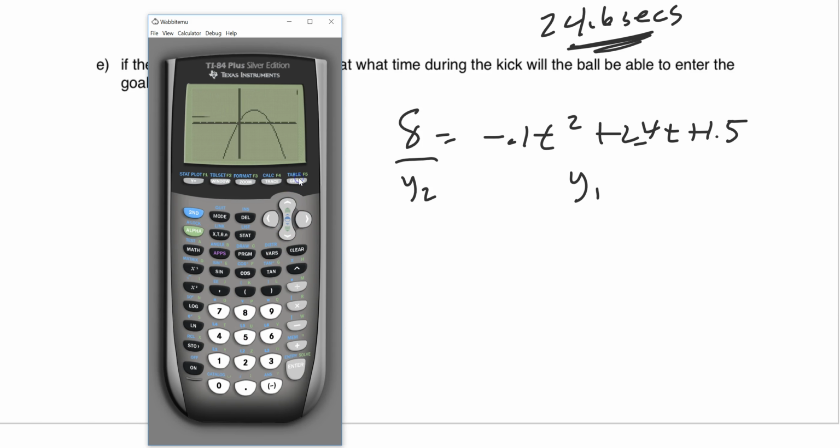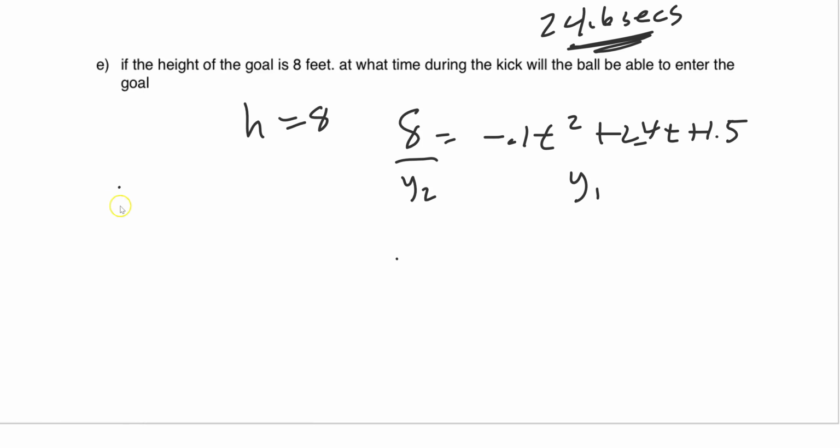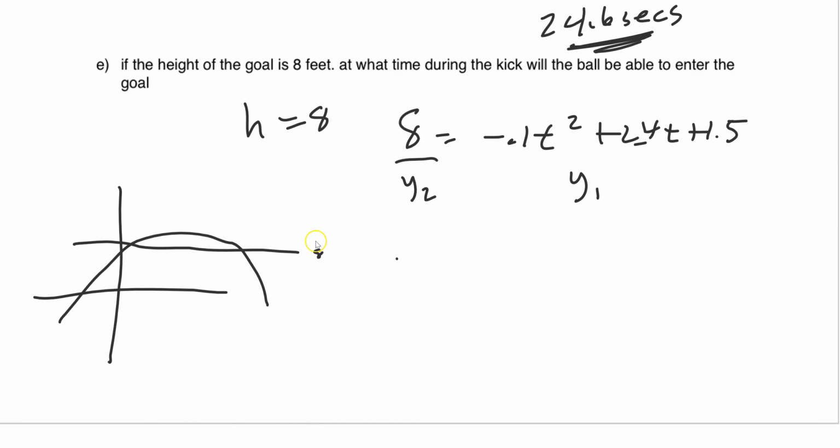I want to see where these two graphs hit each other. So where is it less than 8? I've got to find where they intersect. So second calculate, let's find the intersection. Actually, let me draw it so you know what we're talking about. So we have this as our kick. We have this. This is 8 feet. I want to know when I can actually make a goal. Well, I can probably make a goal from anywhere from here to here, and from here to here. The only times are when it's under 8 feet, because if it's over 8 feet, I'm over the goal. It's only between these two times. So that's what I'm trying to find.